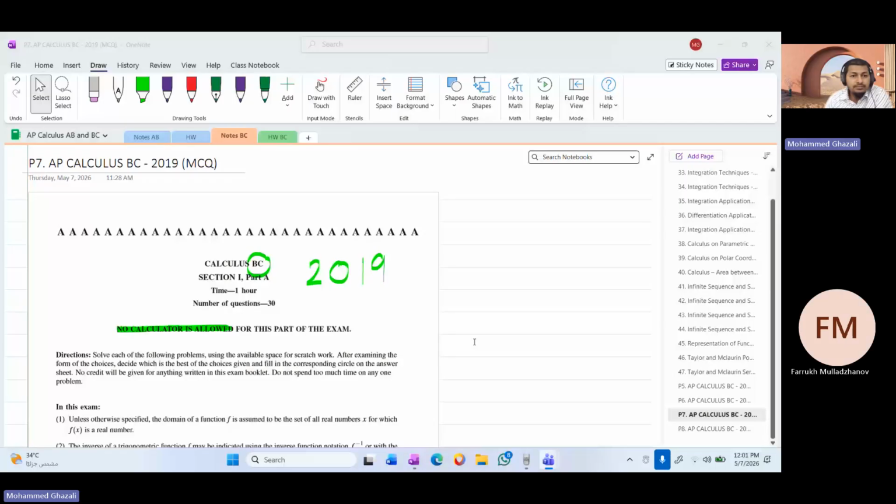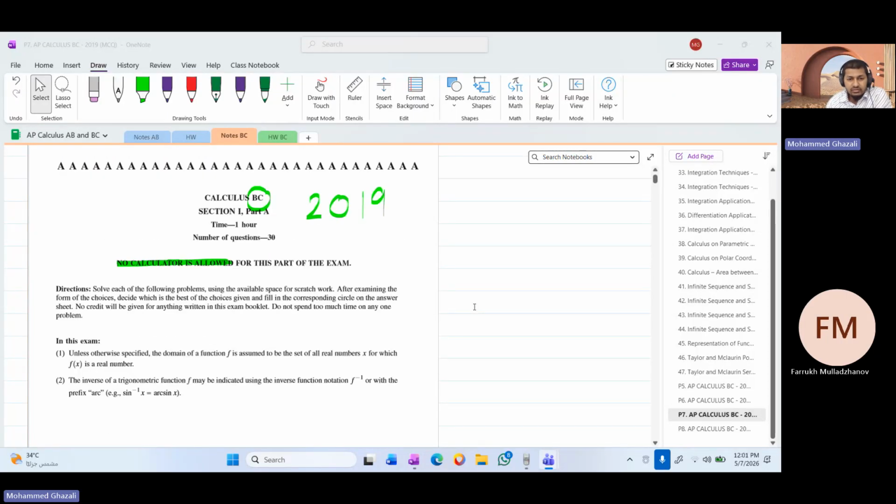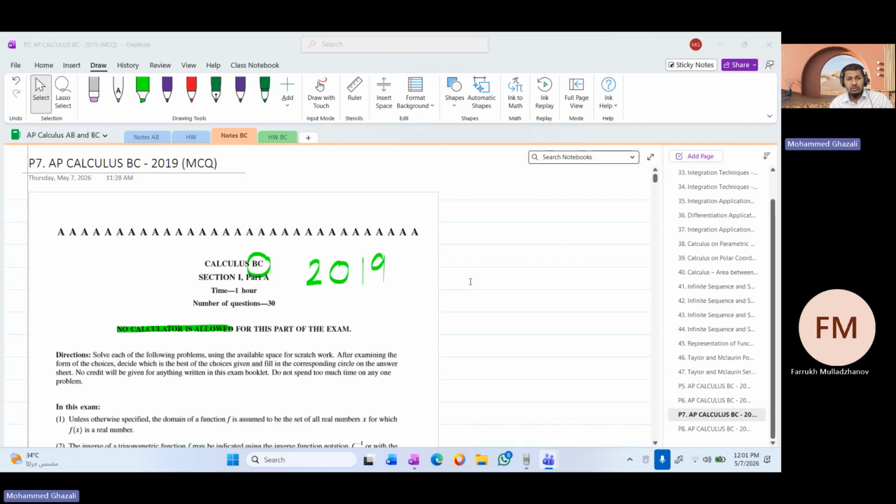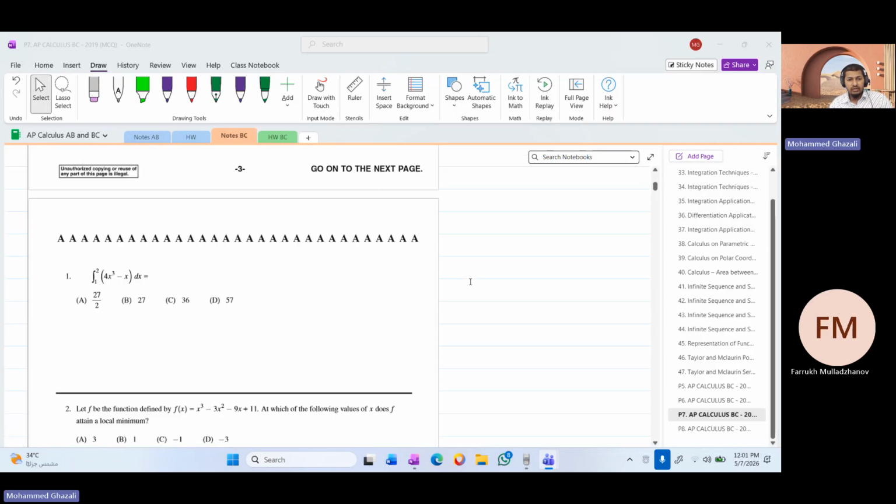Choice exam paper. So let's have a look at part one. There are two parts. Part one is 30 questions, no calculators allowed. And part two is 15 questions with calculators allowed. So let's do part one, going straight into question number one.